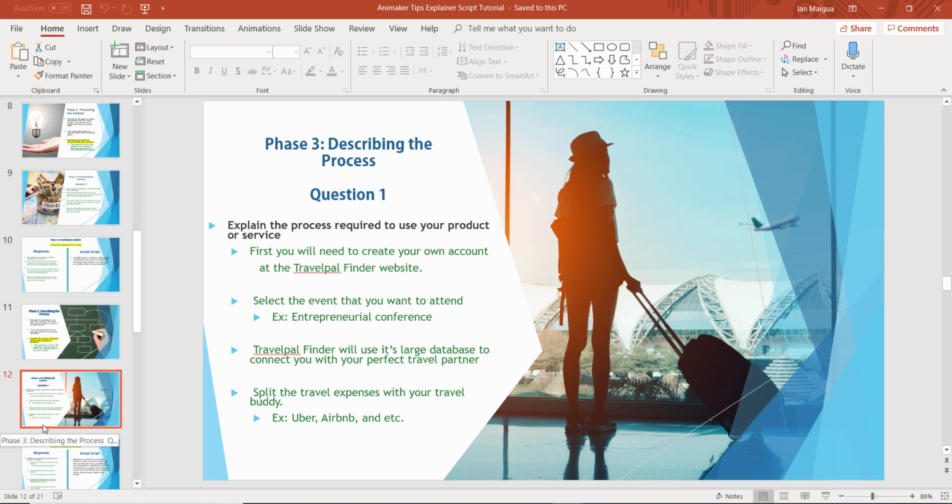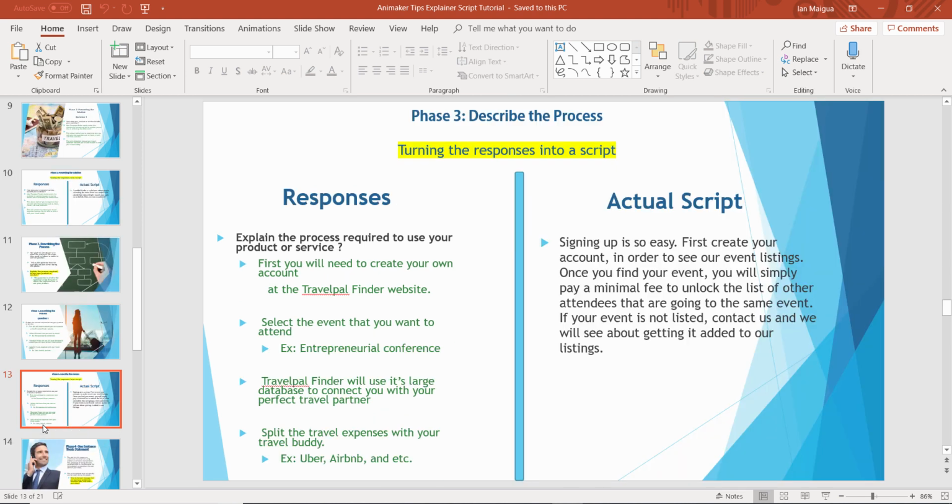Since you now know how to use the Travel Pal Finder platform, the next step is to turn the responses into an actual script. So in my script, I simply said, signing up is so easy. First, create your account in order to see our event listings. Once you find your event, you will simply pay a minimal fee to unlock the list of other attendees that are going to the same event.